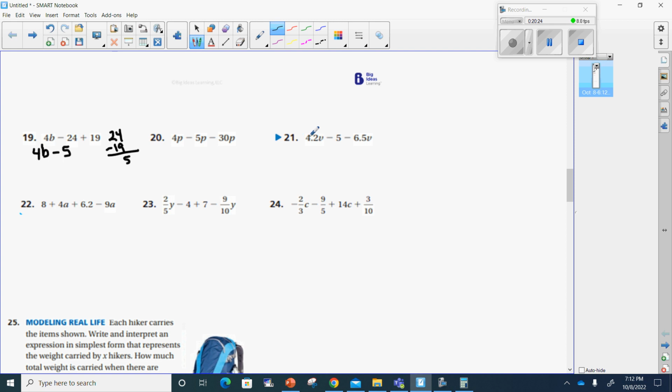Number 21, it says I got 4.2v minus 5 minus 6.5v. So I'll take the v's and put them together. I take the big number, 6.5, minus the small number, 4.2. And that's going to give us 2.3v. And the negative 5 comes down. Okay?